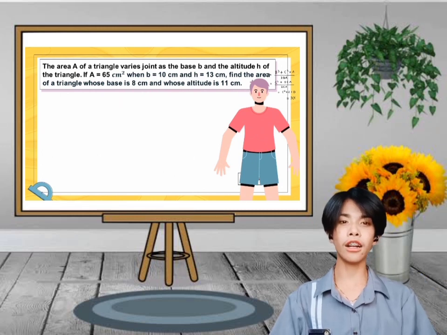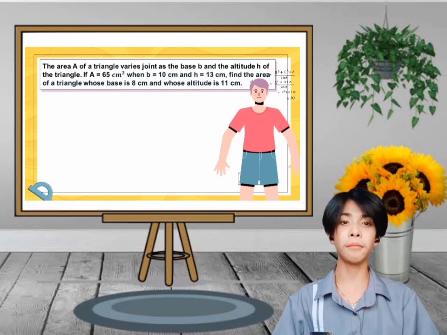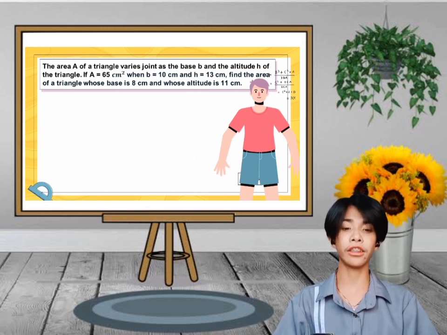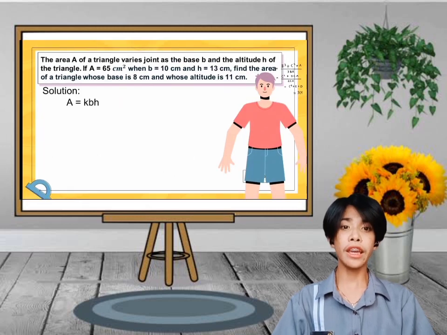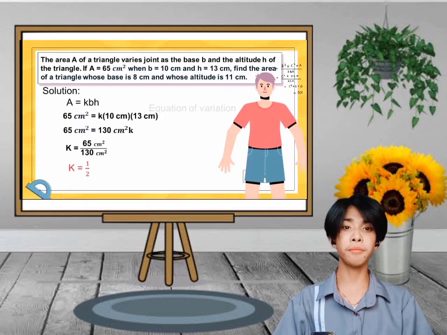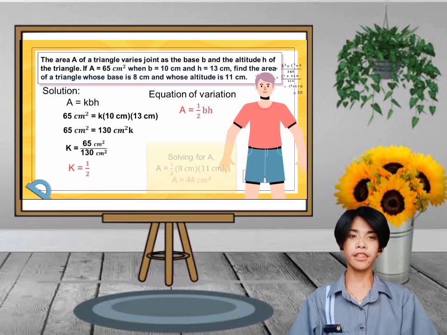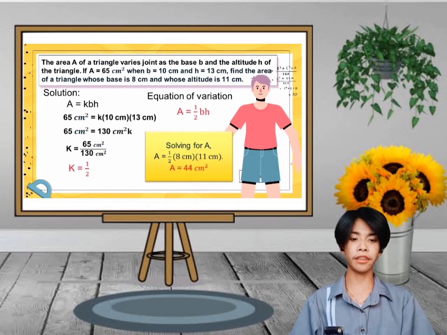Yung una nating gagawin is to translate a mathematical statement. That area varies jointly as the base and altitude. That is, A is equal to KBH. After that, substitution of A, B, and H, that is 65 cm squared is equal to K times 10 cm times 13 cm.